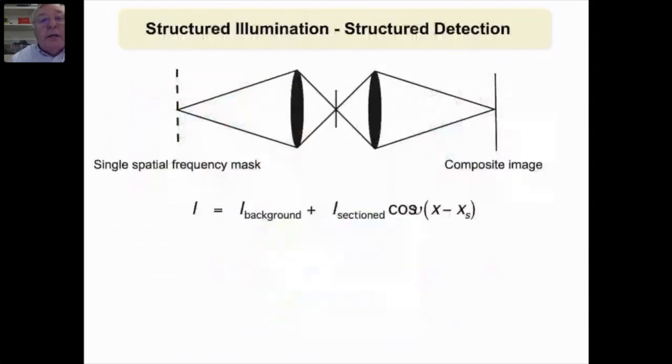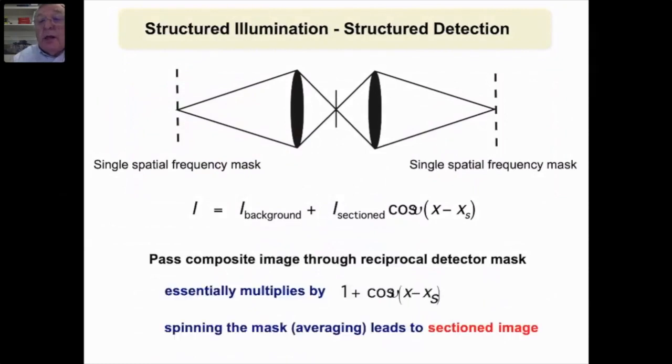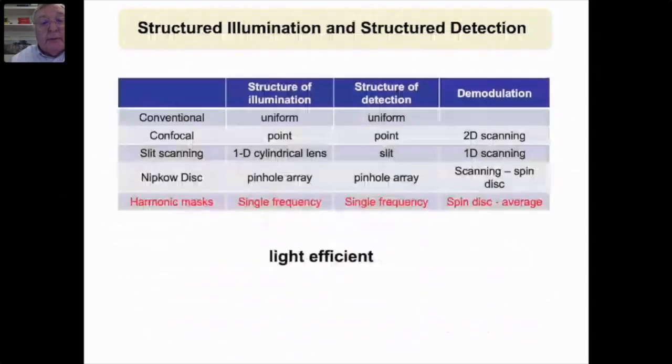You might think it's unnecessary to do the computation, and you have to take 3 images and you have to make sure they're the right 3. It turns out that instead of that, if you pass the composite image back through a reciprocal mask, exactly the same as the mask you used to illuminate, and you spin it, you, in essence, in a very hand-waving explanation, perform synchronous demodulation, and you are able to extract the optically sectioned image.